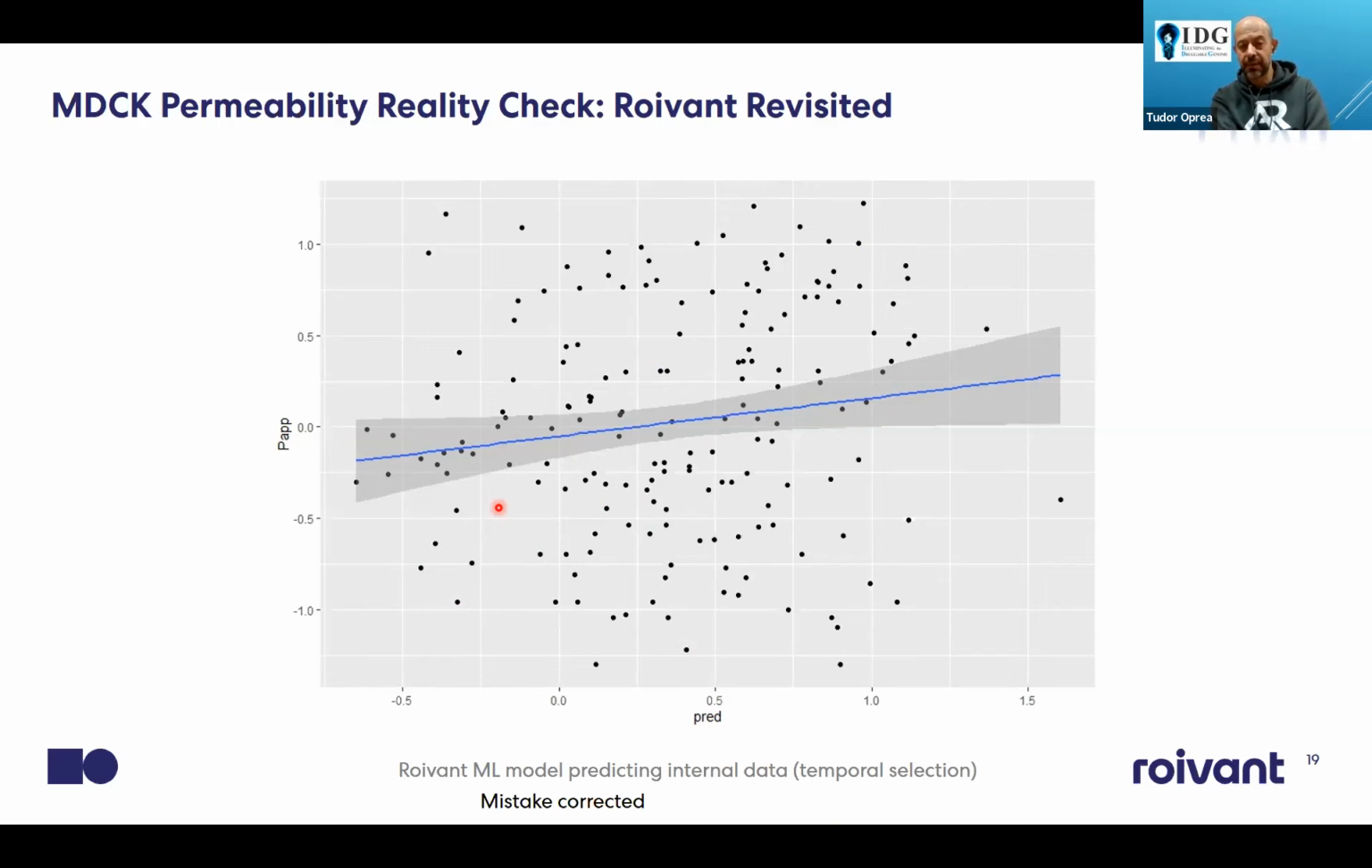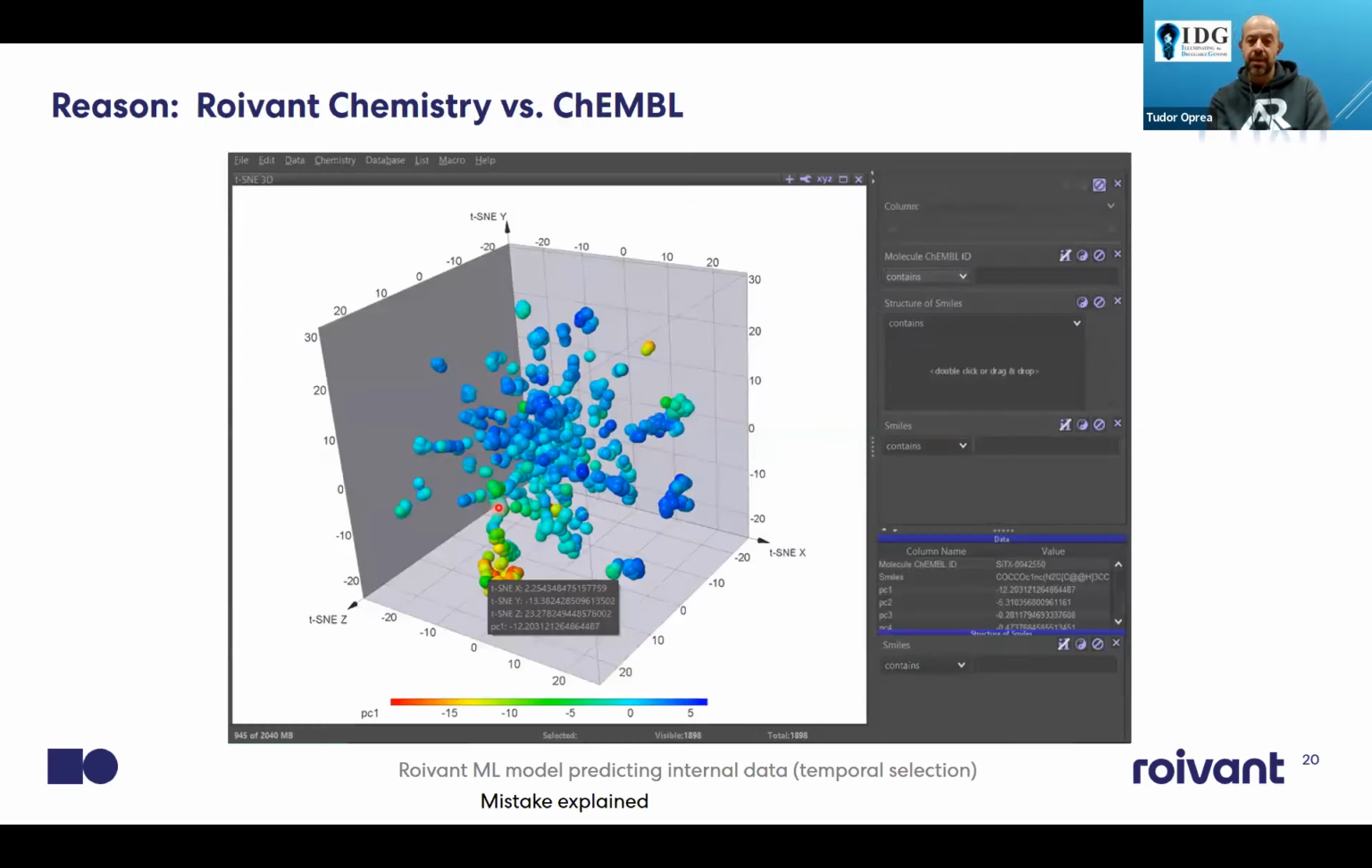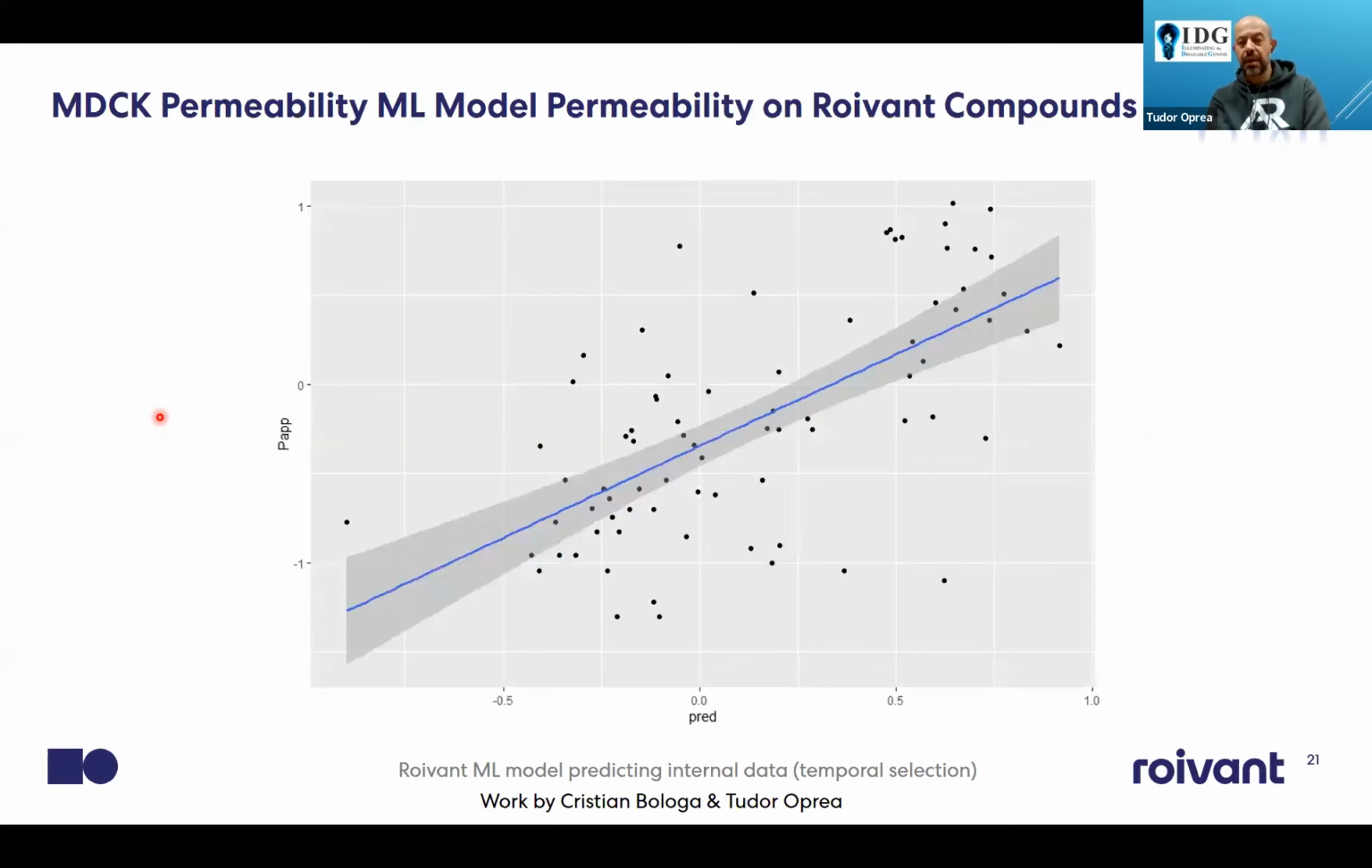The explanation for that has to do with the fact that the chemical space of the molecules from Campbell is very different from the chemical space from Roivant. So of course, the solution for that is to inject some of the molecules from Roivant, so for instance, the 2021 into the training, and then you predict the 2022.